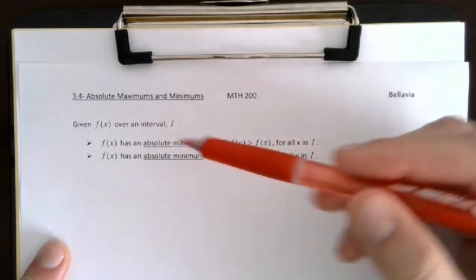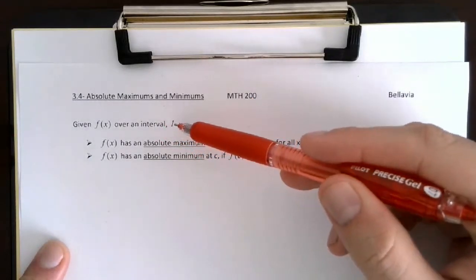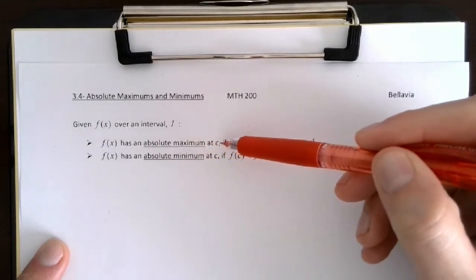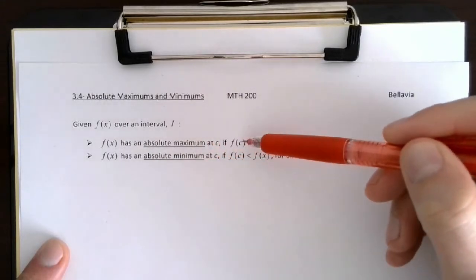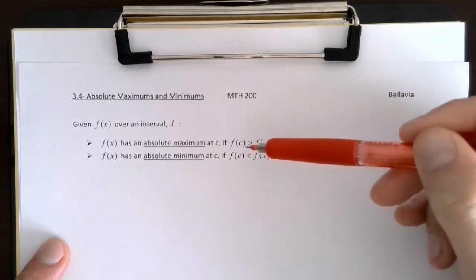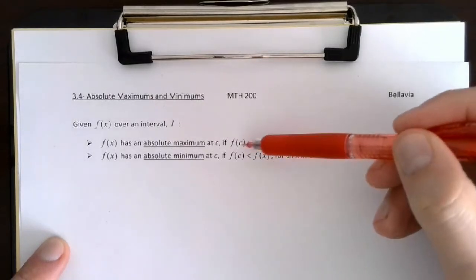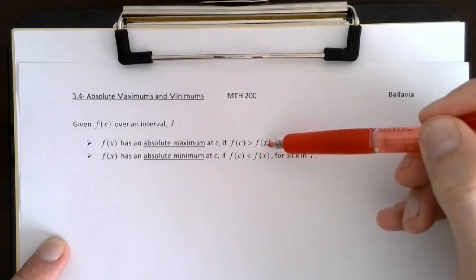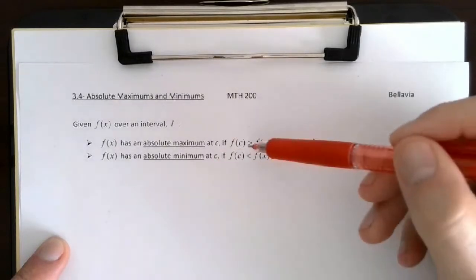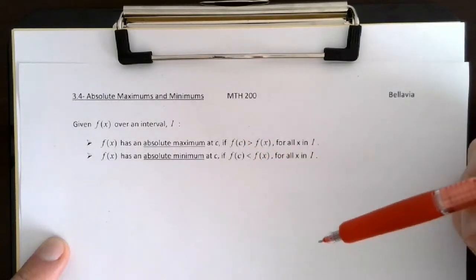So given f of x, a function over an interval I, f of x has an absolute maximum at some value c if f of c is greater than f of x for all x in I. In other words, what we're really saying is that the y value is higher than all the other y values that you'll find on that interval for the function. That's what this f of c is greater than f of x means.